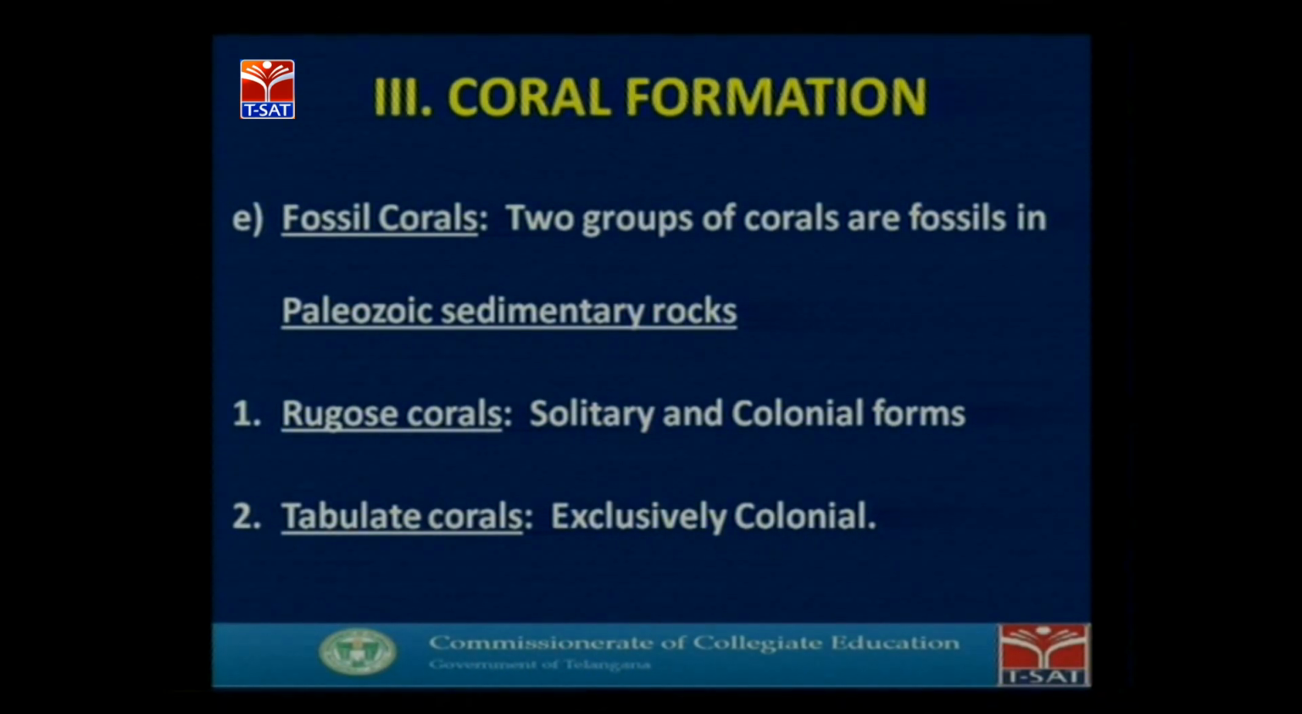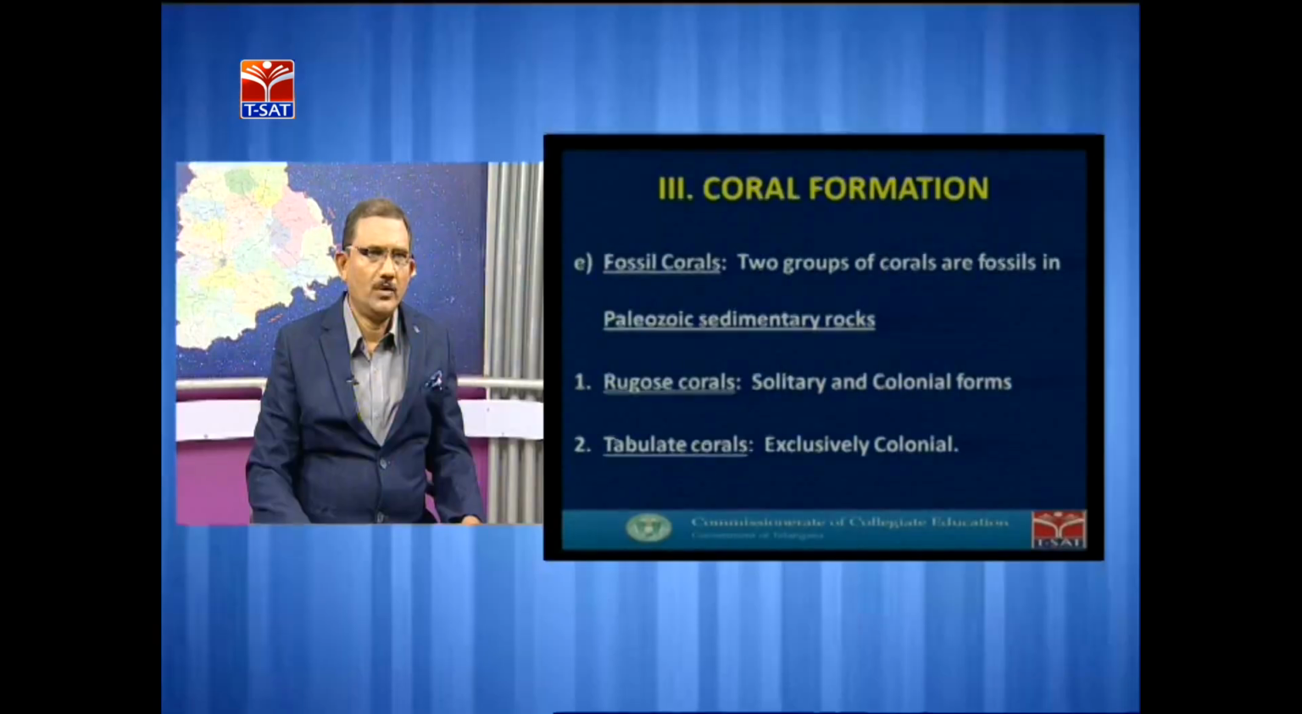We find two groups of corals that were fossils during the Paleozoic era, found in sedimentary rocks. So these two categories of fossil corals are namely rugose corals and tabulate corals. In case of rugose corals, we find solitary and colonial forms, whereas in tabulate corals we find only colonial forms.